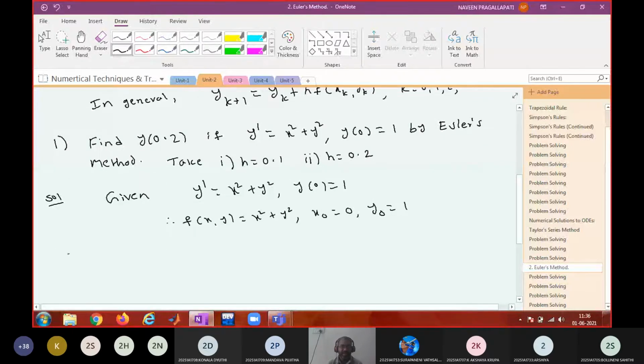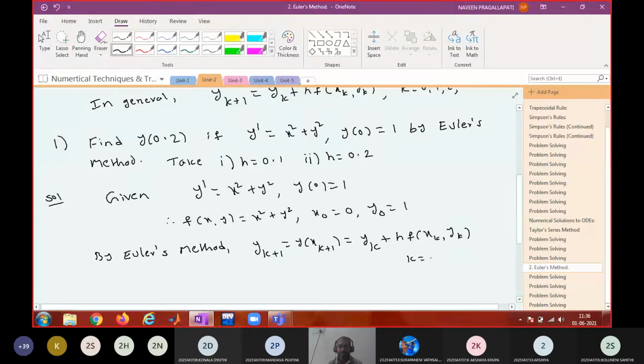Okay, so case 1. First write down the formula. By Euler's method, write down the general formula: y k plus 1, which is y of x k plus 1, is equal to yk plus h into f of xk comma yk, for k equal to 0, 1, 2 and so on.